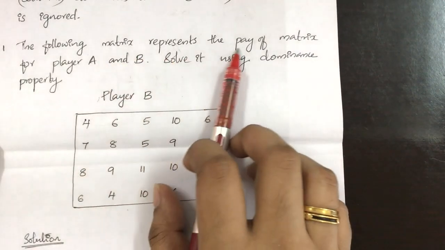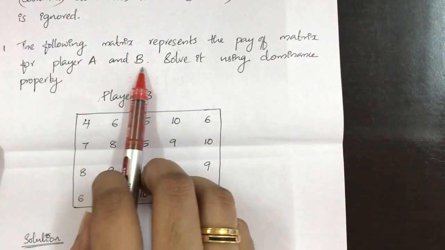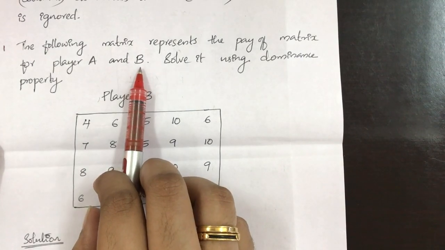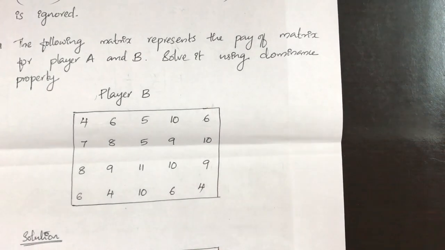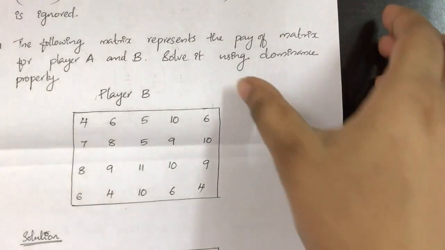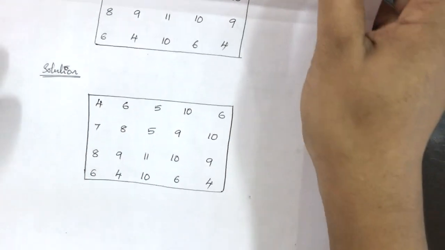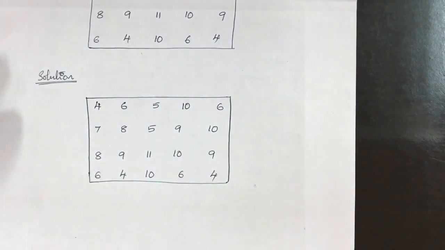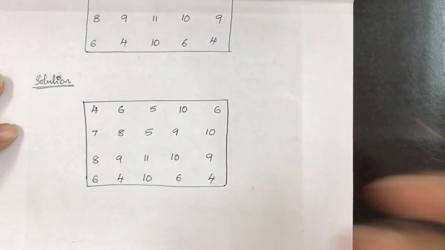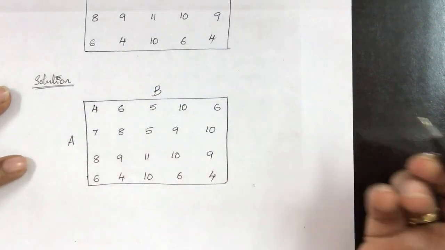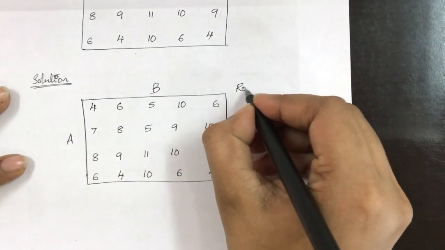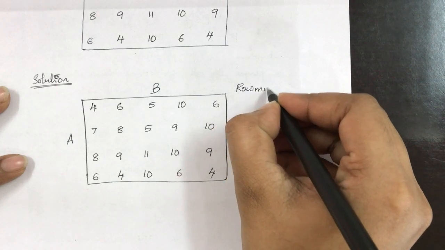The following matrix represents the payoff matrix for player A and player B. Solve it using the dominance property. This is the question. I am once again writing the question downwards and checking the saddle point. For that, we need to find out, this is player B and this is player A, the row minimum.